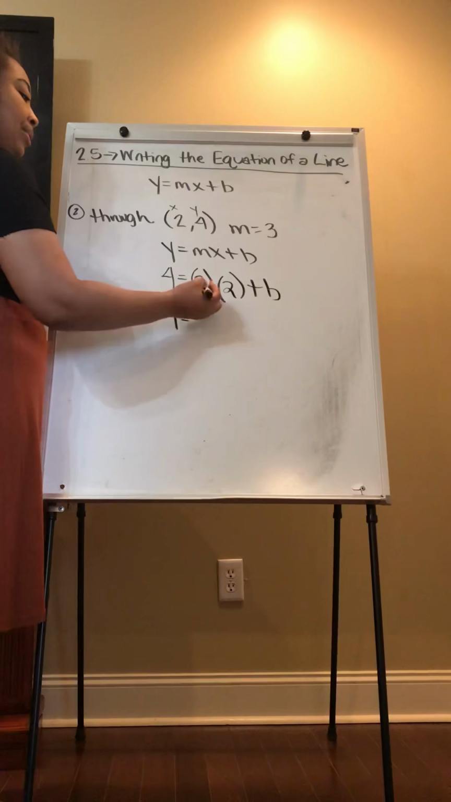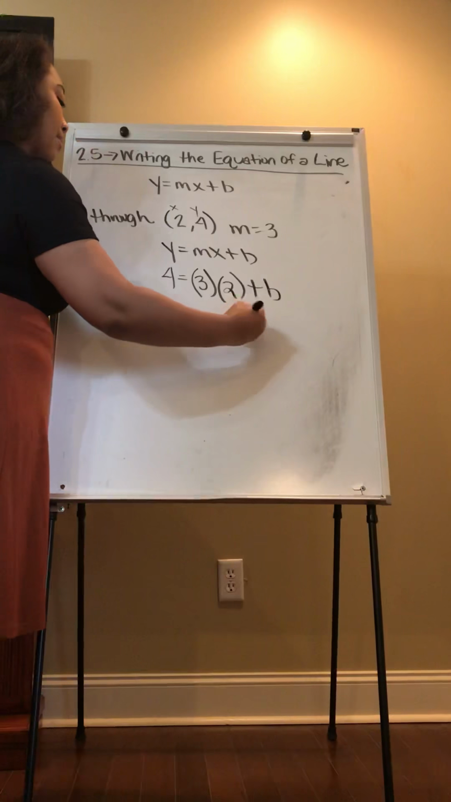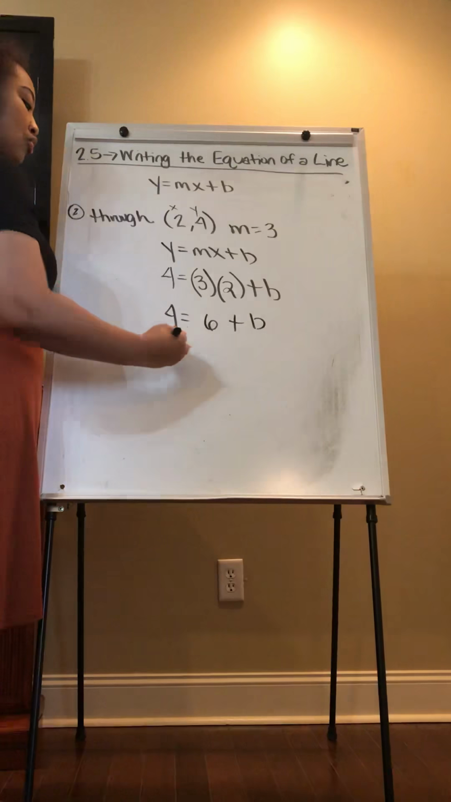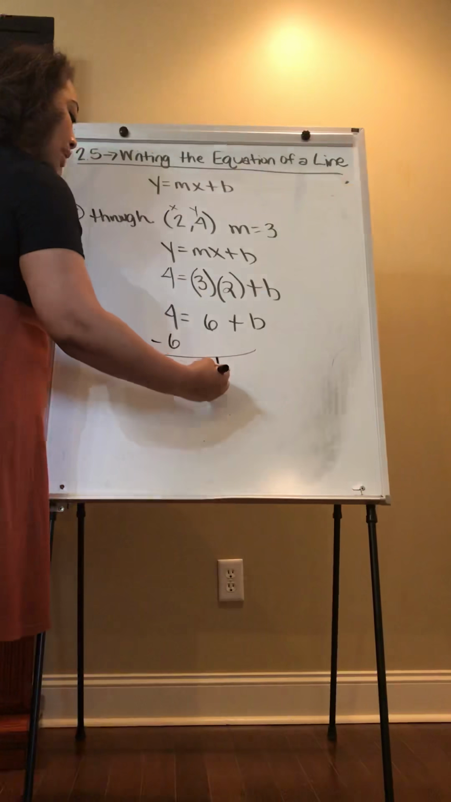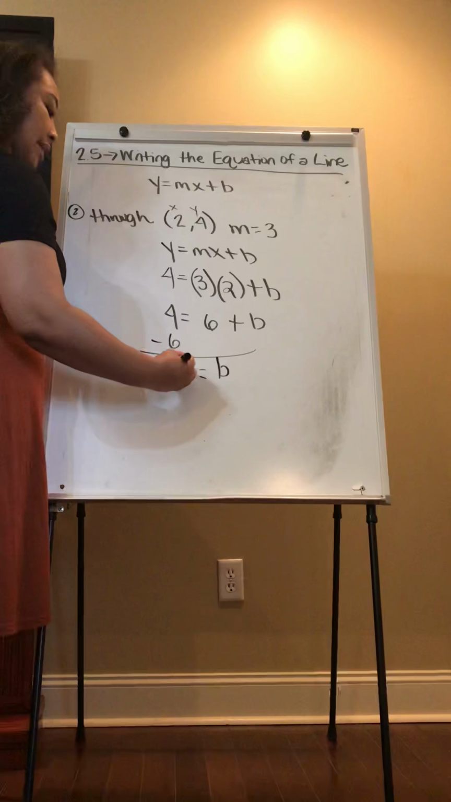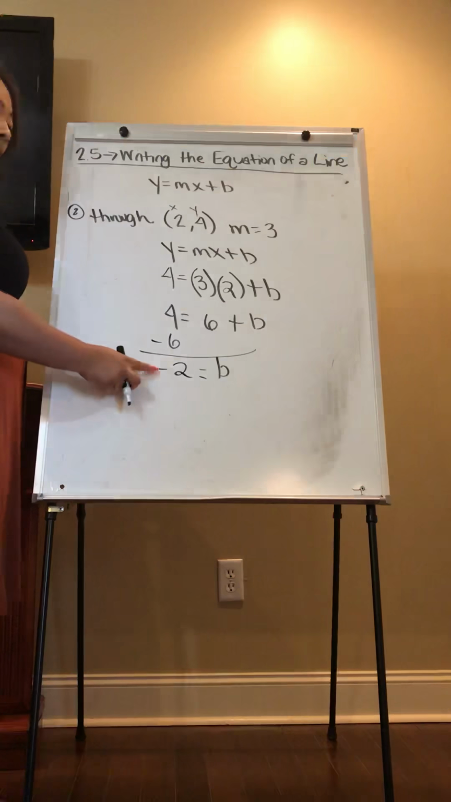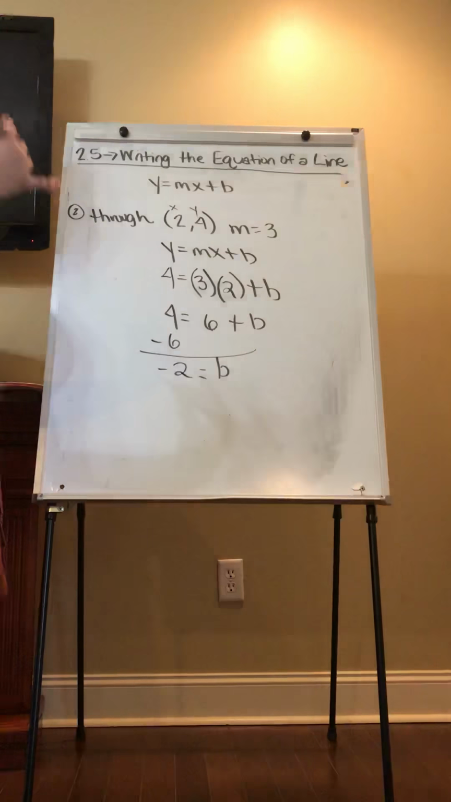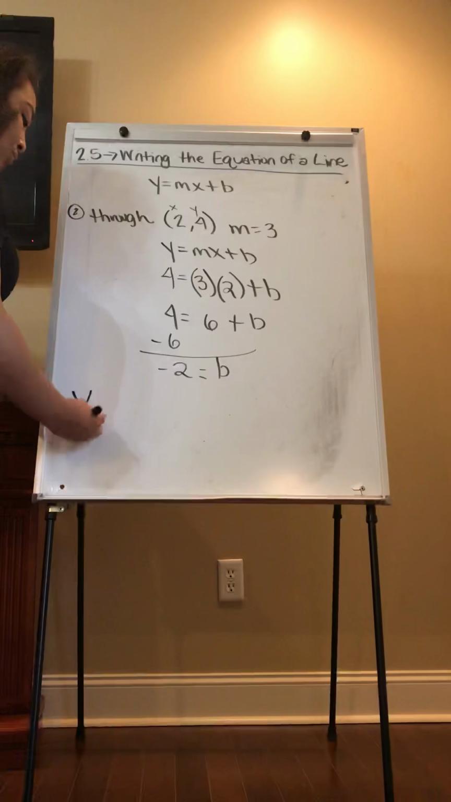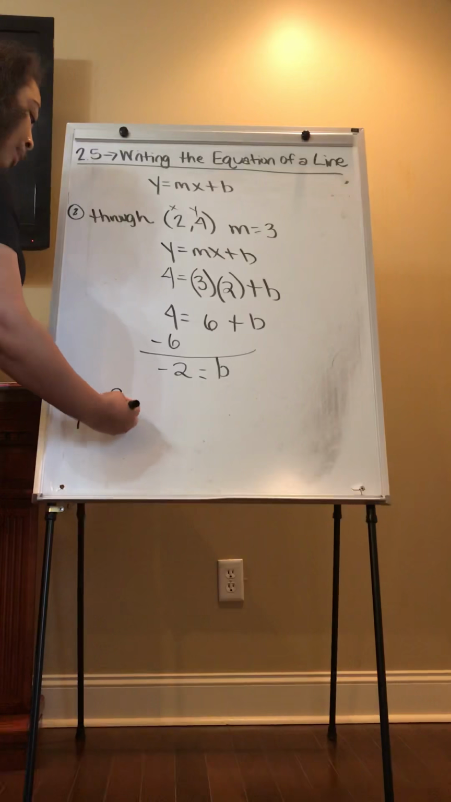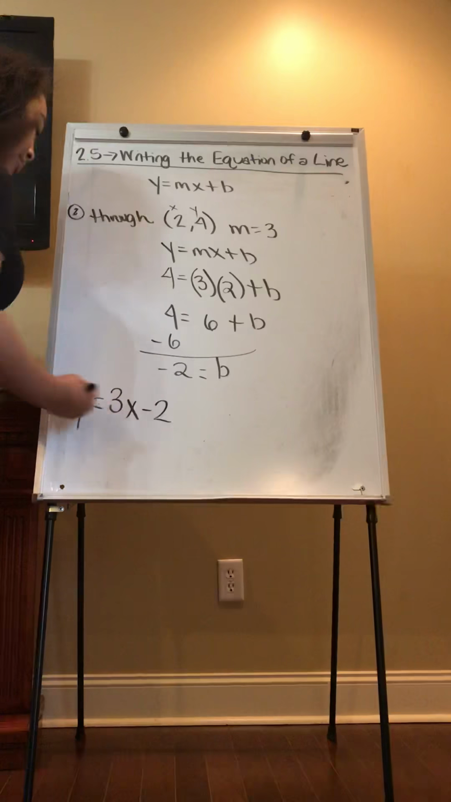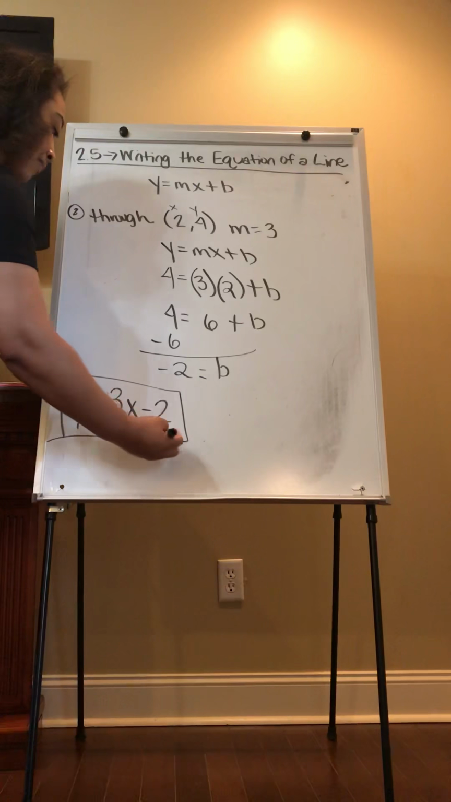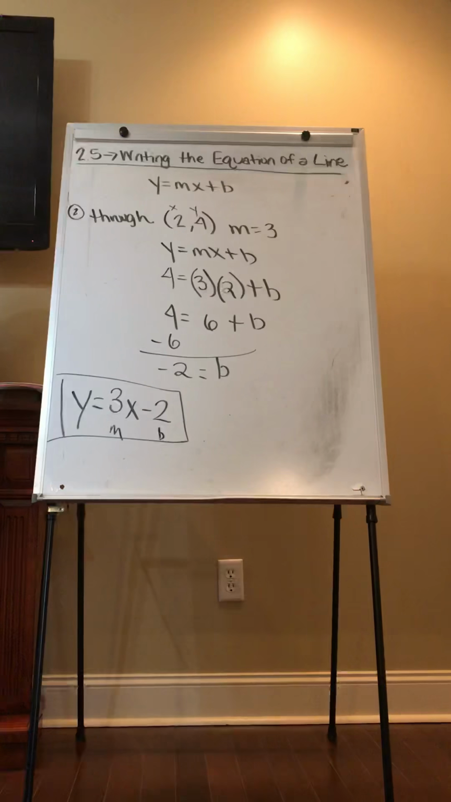So I have 4 equals 3 times 2 is 6 plus b. To get b by itself, you subtract 6 from both sides. So 4 minus 6 is a negative 2. So my y-intercept is negative 2. My slope is 3. So the actual equation, the line, is y equals 3x minus 2. Keep in mind, you got to go back and plug in the m and the b to make an equation.